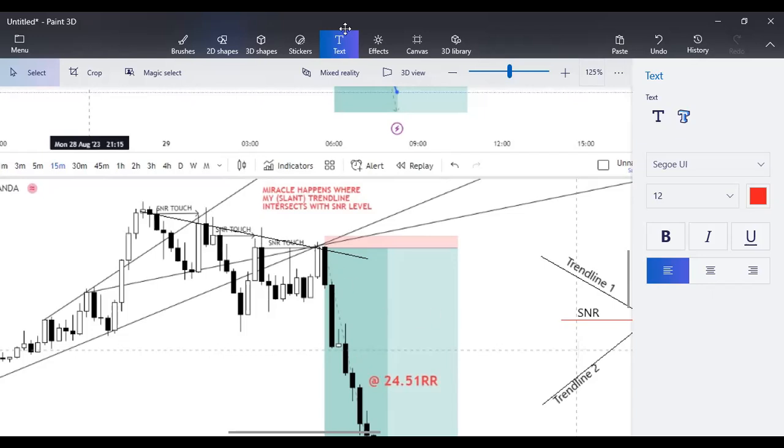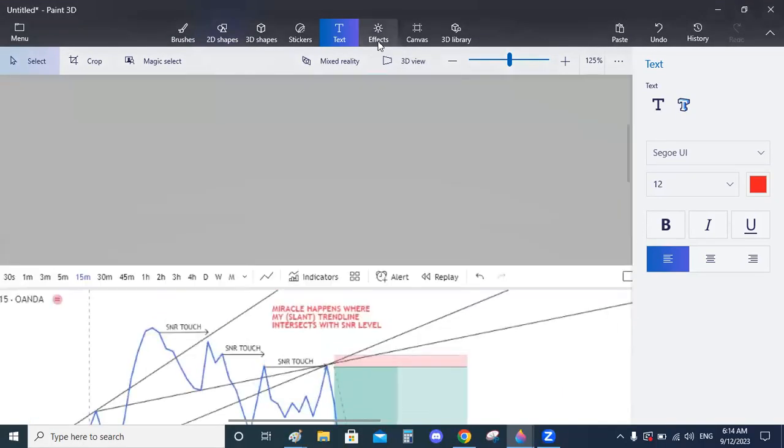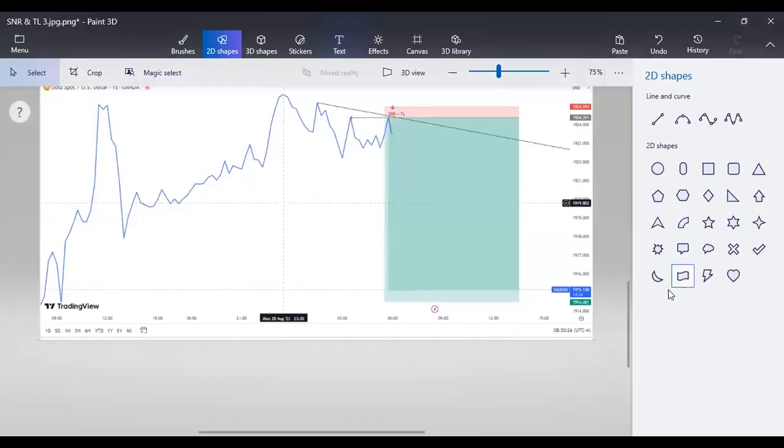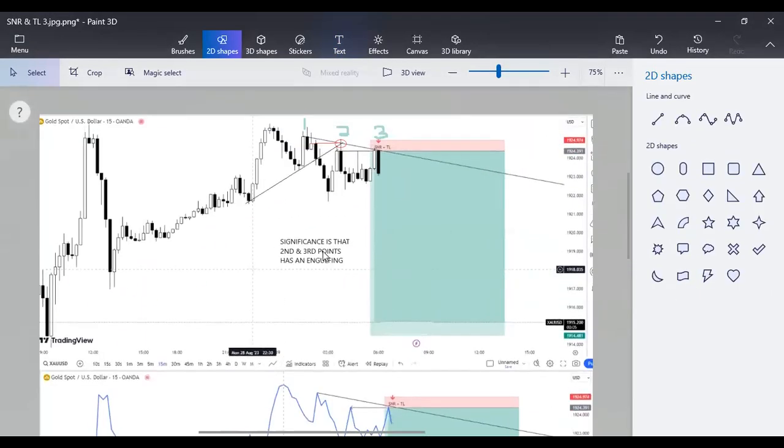Then one point of significance I want to reveal to you here is that this happened. The engulfing formation is very, very important. At the point of confluence, the significance is that the second and third points have an engulfing. See this engulfing, this engulfing. If this one is an engulfing and this one too, after this breakout, price moves back into the engulfing zone, right? Then this one too, we have an engulfing zone here. Price pulls back into that.